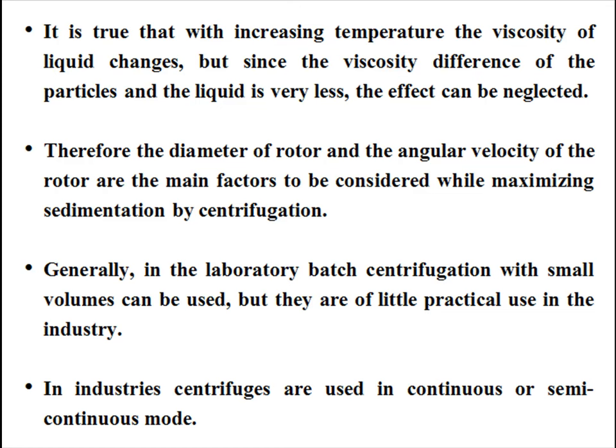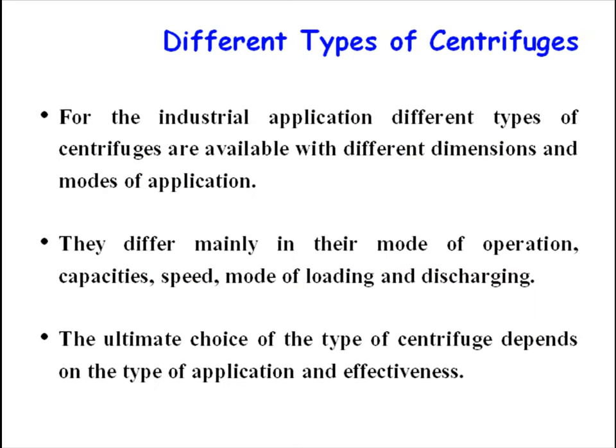Therefore, the radius of the rotor and the angular velocity of the rotor are the main factors to be considered while maximizing sedimentation by centrifugation. Generally, in the laboratory, batch centrifugation with small volumes can be used, but it is of little practical use in industry. In industries, centrifuges are used in continuous or semi-continuous mode. There are different types of centrifuges. For industrial application, a number of centrifuges are available with different dimensions and modes of application.